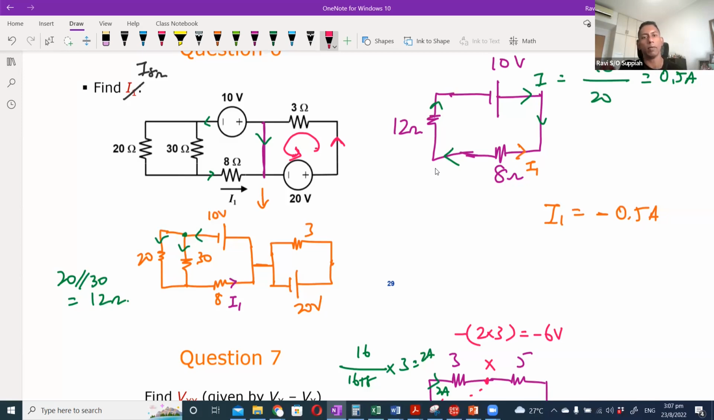So like I said, if I draw a loop here, I can say that the current through this branch is only going to be through the 20 volt and the 3 ohm resistor, because there's no other component within this loop that is going to affect the current flow. That is how you can separate out the two circuits.